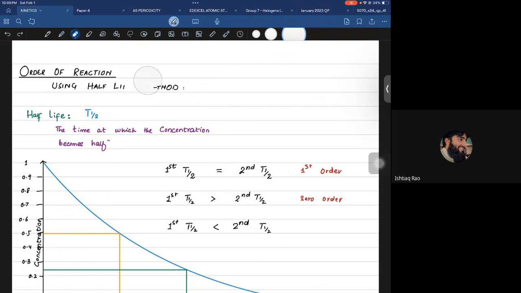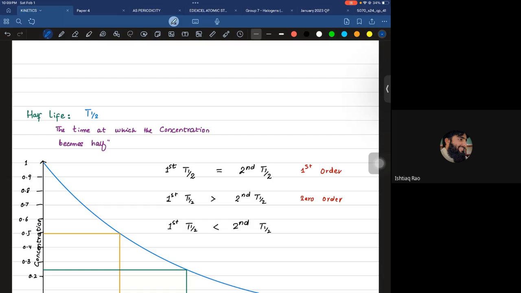So we have discussed how to find order of reaction by the given data. Today we are going to discuss how to find order of reaction by using the half-life method. Okay.